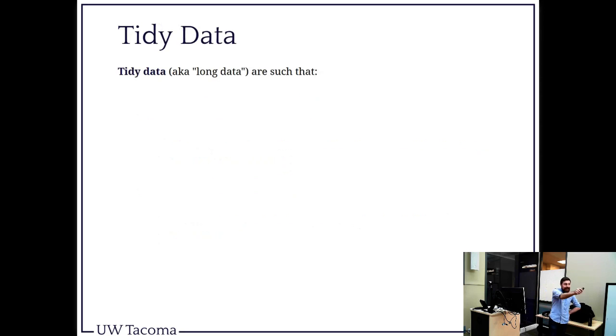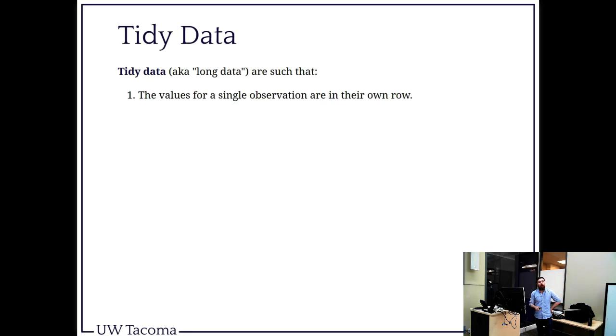So, tidy data, again, tidy data or long data are data where the values for a single observation are in their own row. If we remember those Billboard data, an observation is a week since entering the top 100. So that means there should be one row per week for each song. The values for a single variable are in their own column.